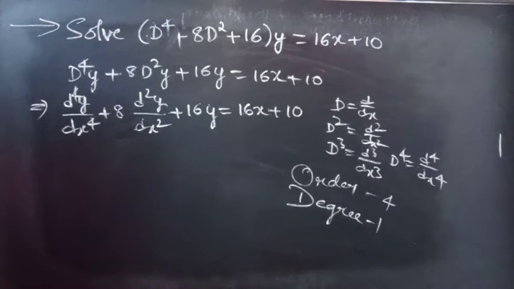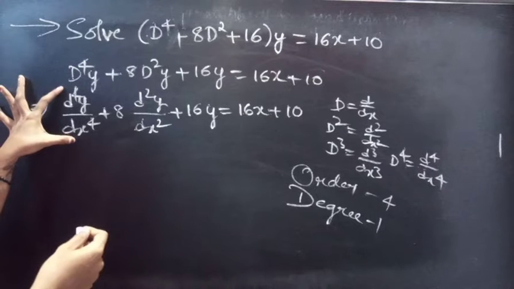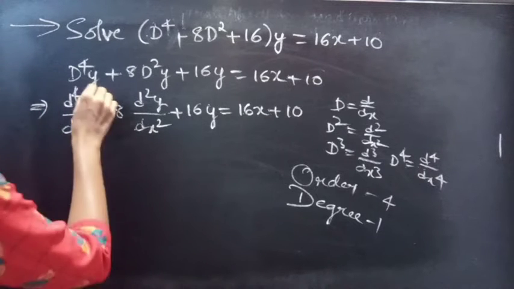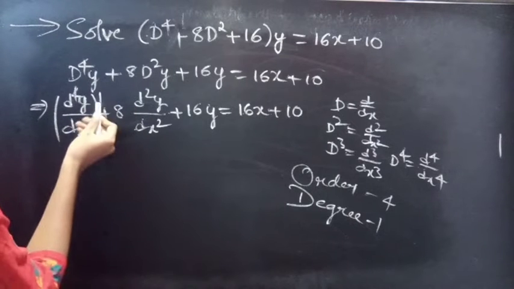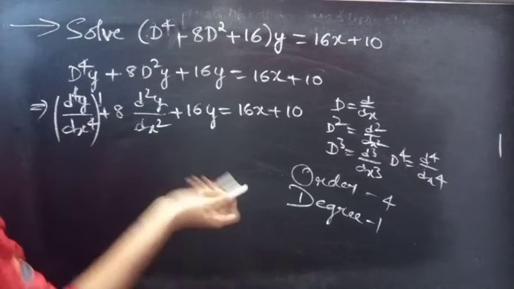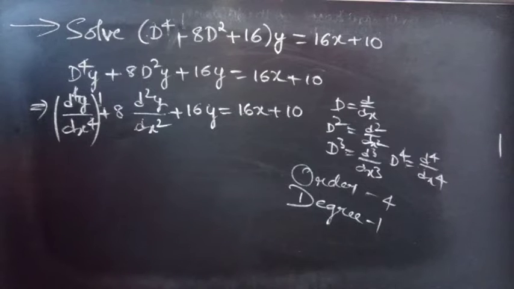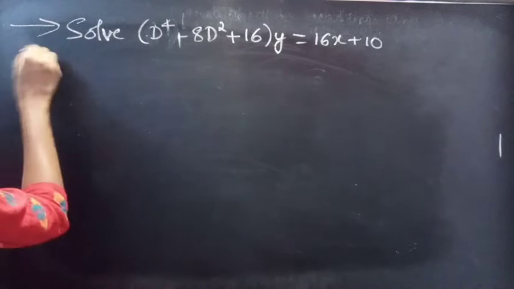Now identify the highest derivative. Here d^4y/dx^4 is the highest derivative, so our order will be 4, and the highest power of the highest derivative is our degree. Degree is 1. Now coming to the problem. Solution.